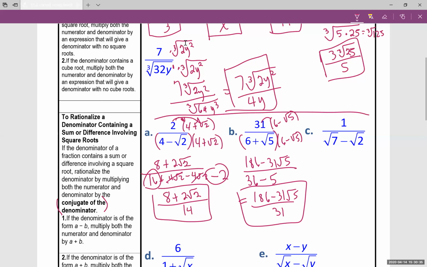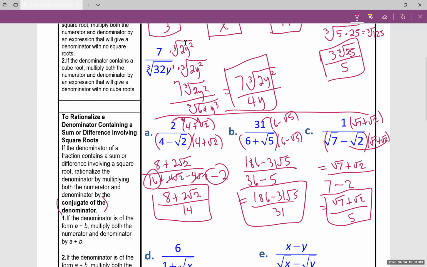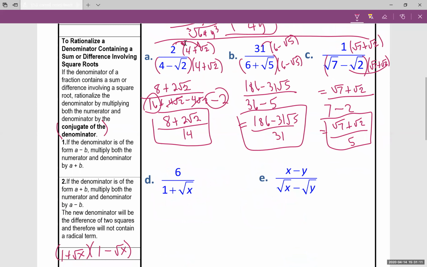This one right here, I'm going to multiply top and bottom times square root of 7 plus square root 2. And here's what I have on the top: square root of 7 plus the square root of 2. On the bottom, the square root of 7 times the square root of 7 is 7. Plus 2 minus that, those will cancel. And then the last two terms, minus square root 2 times plus square root 2 is just minus 2. So I have square root of 7 plus the square root of 2 divided by 5. And that is my answer on that one. All right, so on and so forth.